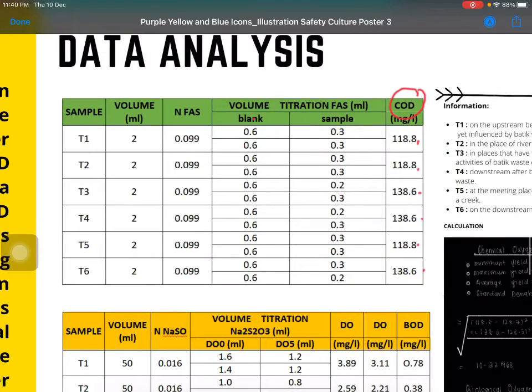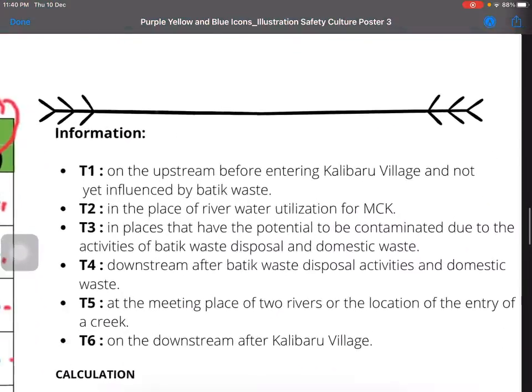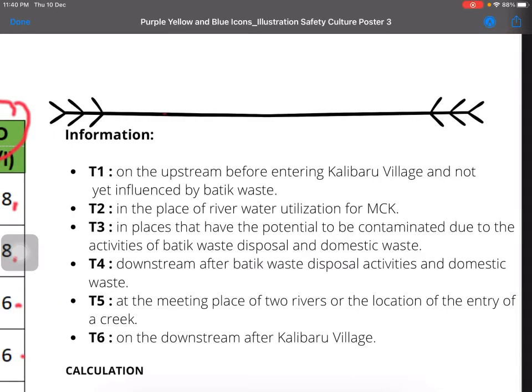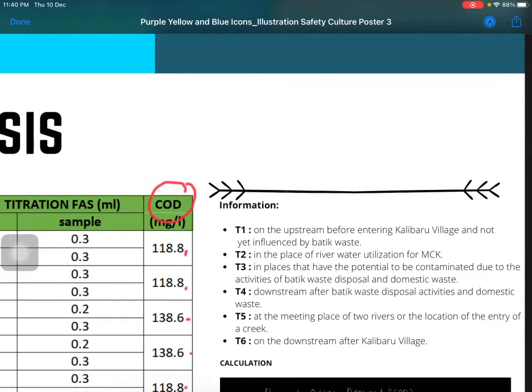T1, T2, T3, T4, T5 and T6 are the sample locations. Here I'm adding the information about T1, T2, T3, T4, T5 and T6. Basically we conducted this experiment at Kalibaru village, where we tested the water at the Kipagar River, Kipagar River at Kalibaru village.